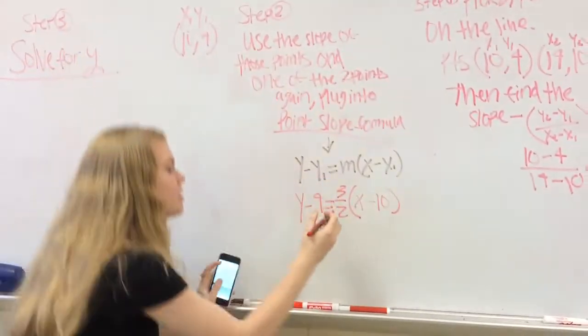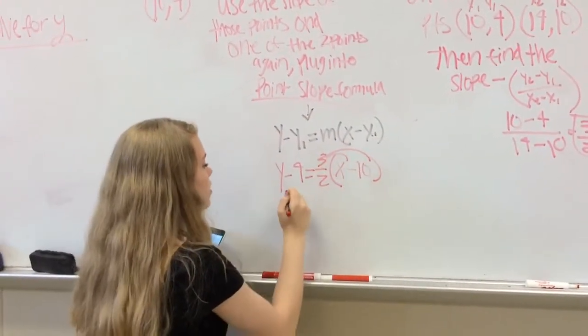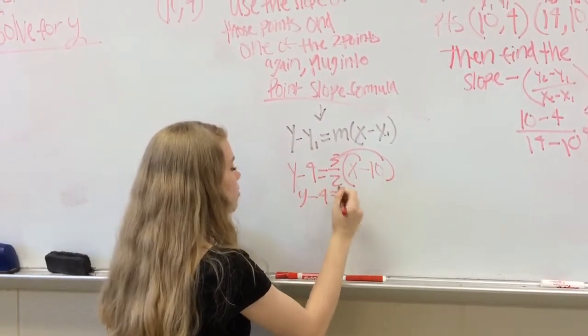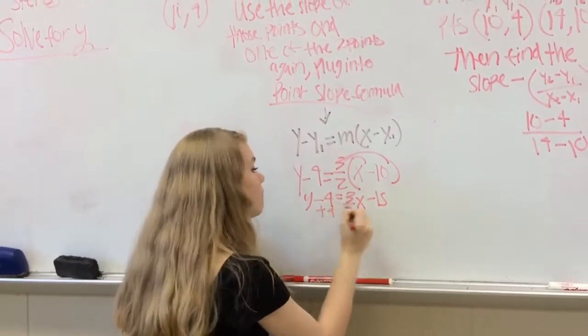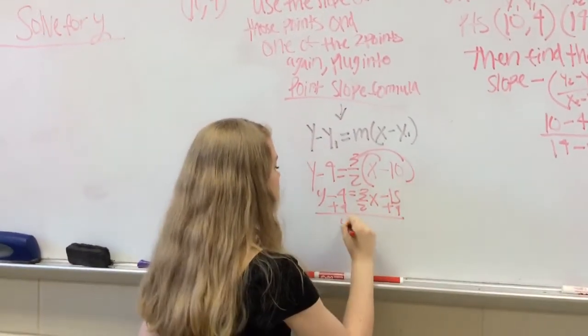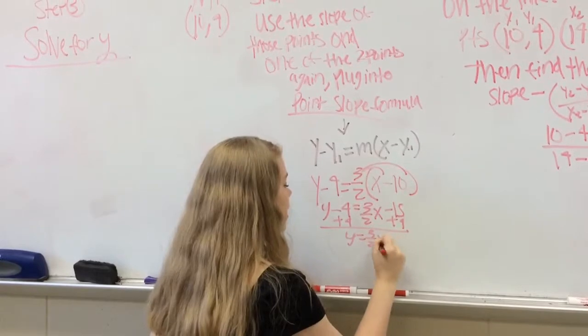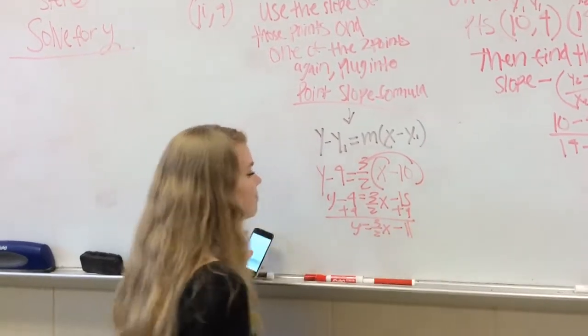And all you're going to do for this is you're going to distribute the 3/2. You're going to get y minus 4 equals 3/2 x minus 15. You're going to add 4 to both sides, and you get y equals 3/2 x minus 11.